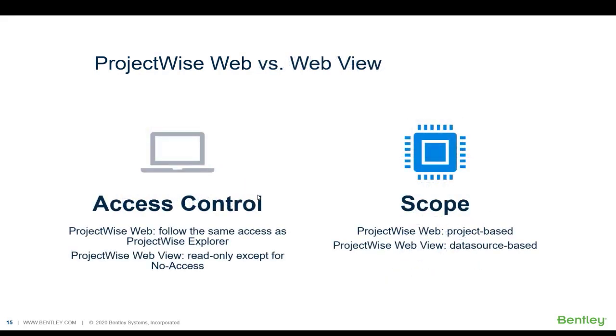Those same users, in terms of access control, and what I mean by access control is just what do they have access to? What's their security level, if I could put it that way. With ProjectWise Web, that just follows the same security as if they were using ProjectWise Explorer. So if they're able to see a folder or a document in ProjectWise Explorer, they have the exact same capabilities if they were accessing through a browser with ProjectWise Web. Whereas with ProjectWise Webview, no matter what they're accessing, it's only going to be read-only unless they have not been given access at all to a particular folder. If they don't see it in ProjectWise Explorer, then they're not going to see it in Webview either.